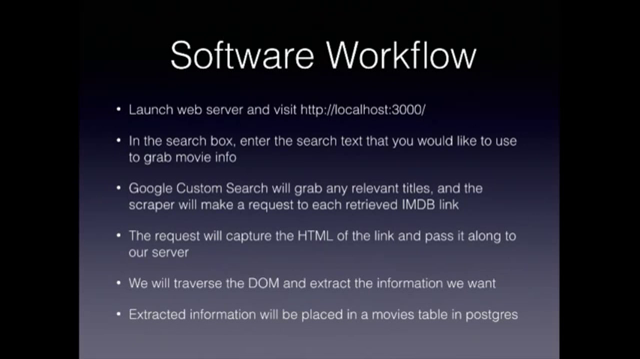The way the software workflow is going to look is we're going to launch the web server. It's very basic. I didn't delve into any kind of formatting at all, so you're getting very basic. In the search box we'll enter the text we want to use to grab the movie info. The Google Custom Search will grab the titles, and then we'll use request to pull the information, traverse the DOM, extract what we want, and then drop it into a Postgres table.